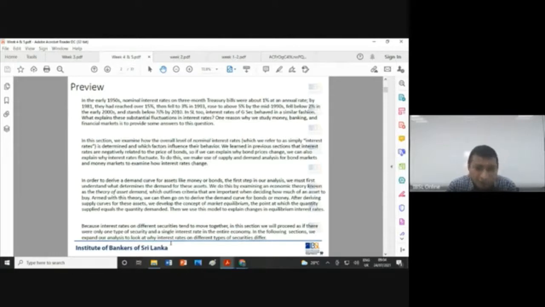One element of studying this program is to understand this question and to explain this question. Right? So you are learning a few aspects here to review, analyze and explain why the interest rates behave like this.